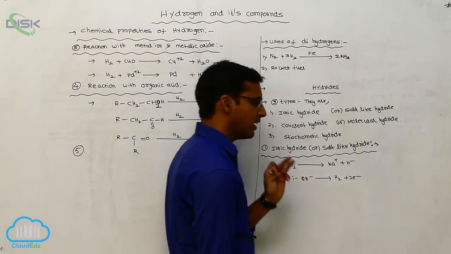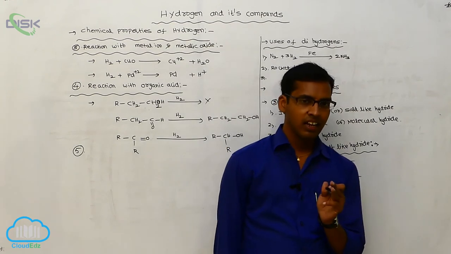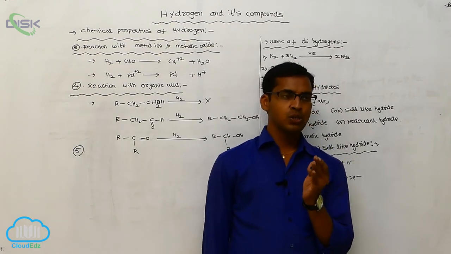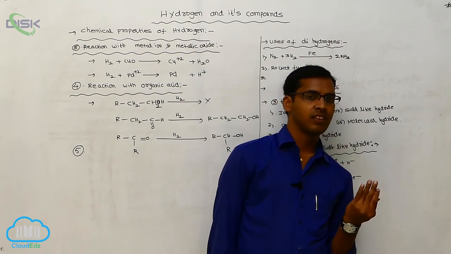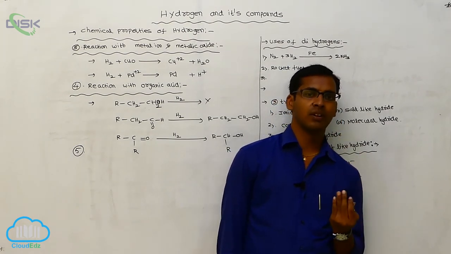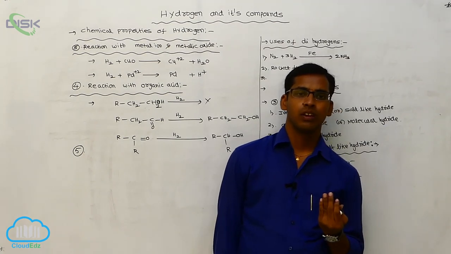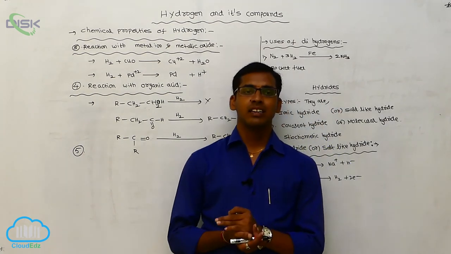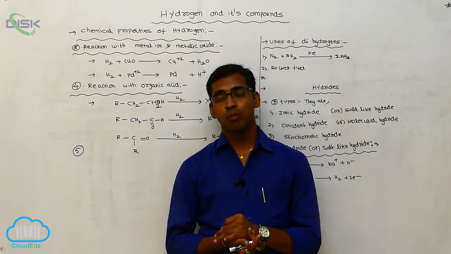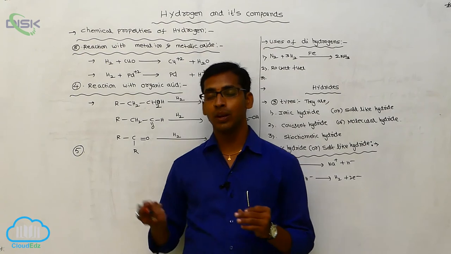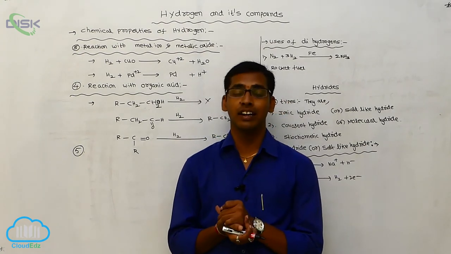Ionic hydrides are produced from s-block elements because they are electropositive metals. These are soluble in water. And ionic hydrides are non-conductors in solid state; in molten state, means in liquid state, during the electrolysis process, they conduct electricity.